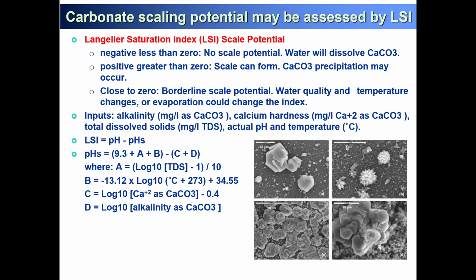So pHs is equal to 9.3 plus A plus B minus C minus D. What are A, B, C, D? A is the TDS concentration. So if you have a higher TDS, you have a lower pHs, because it is a minus value. So you have a high TDS, you may have less membrane fouling.